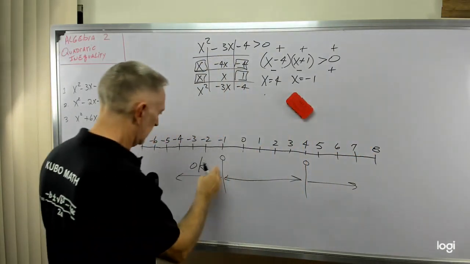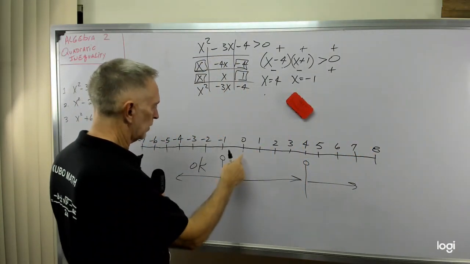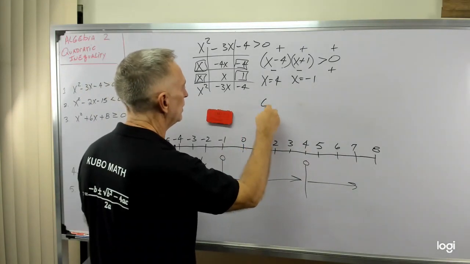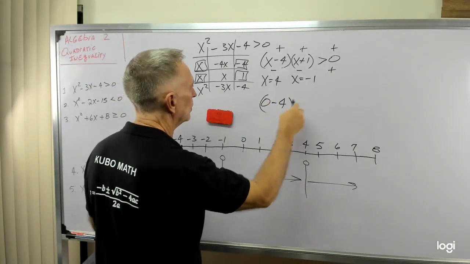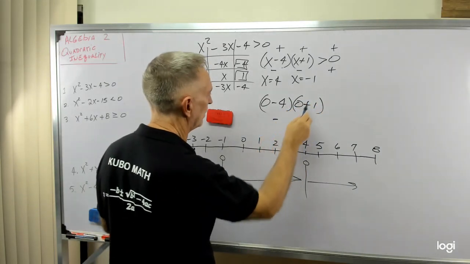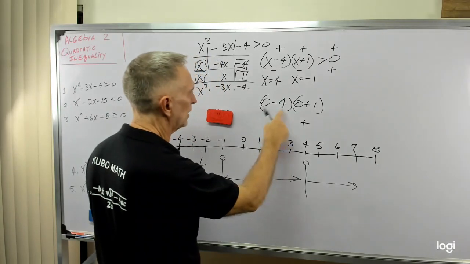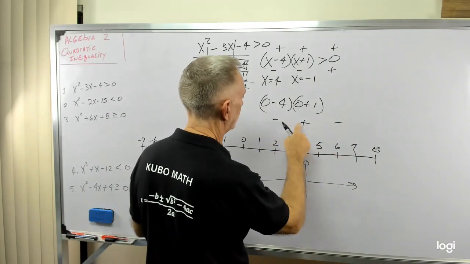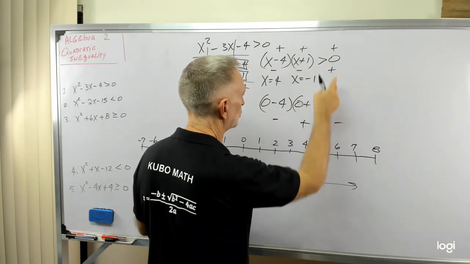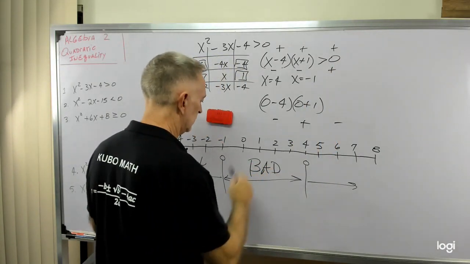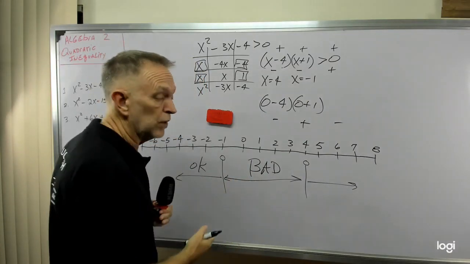What about in this zone here? Well, I have 0 in there. That would be easy to calculate. 0 minus 4 and 0 plus 1. Well, this is a negative number, that's a positive number. Negative 4, positive 1 gives me a negative. Negative times positive is negative. That's less than 0. Well, that's bad. That will not work for me.